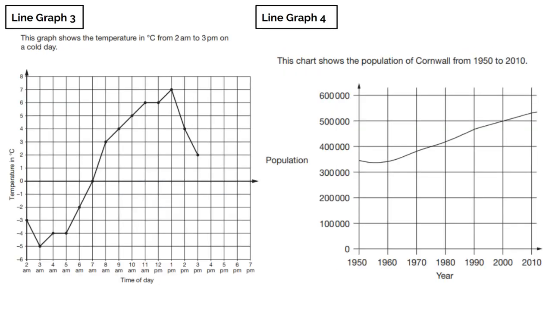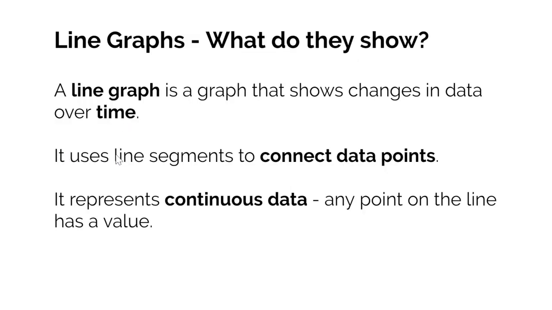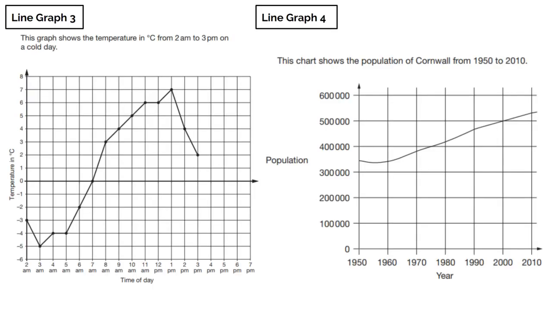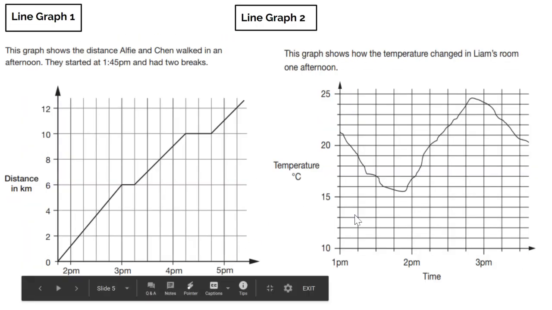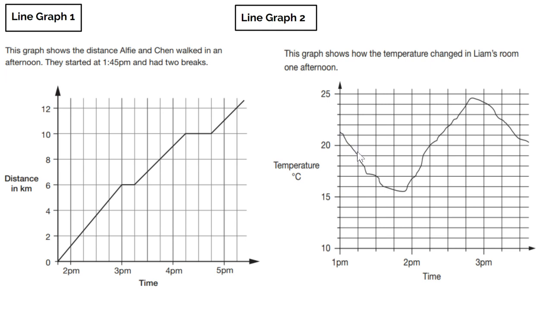So that's one of the things that it shows. It uses line segments to connect data points. Well, what does that mean? Let's have a look at this one here. So here are the line segments. Notice each segment connects a data point. This is the data point here, so this is a separate data point.